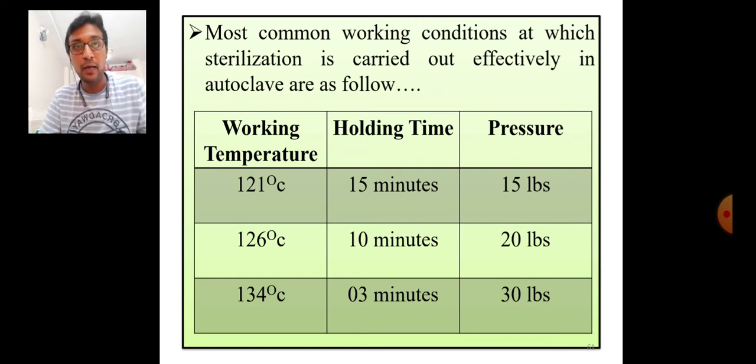lbs stands for pounds per square inch. When the pressure is 15 pounds per square inch, meaning 15 lbs, at that time the internal temperature is 121. When the pressure gauge is showing a pressure of 20 lbs, at that time the internal temperature is 126 degrees Celsius. When the pressure gauge is showing a pressure of 30 lbs, at that time the internal temperature of the autoclave vessel is 134 degrees Celsius.